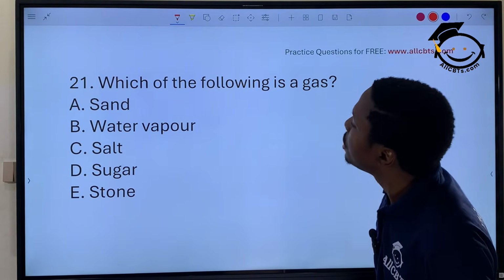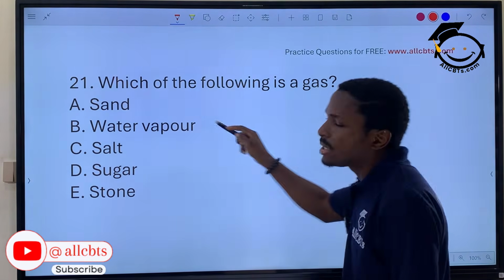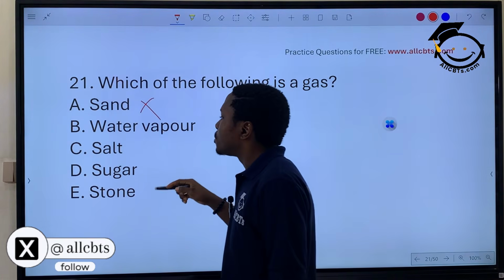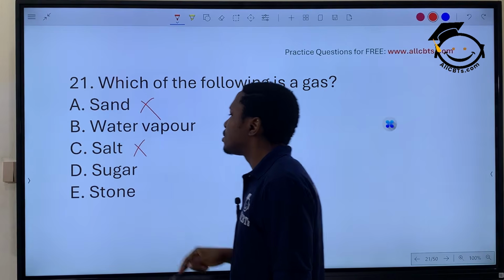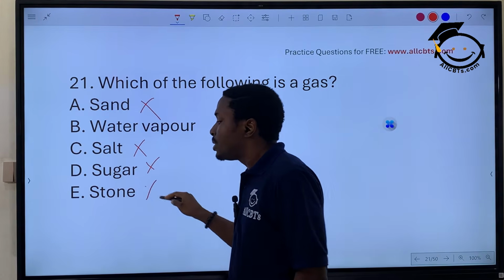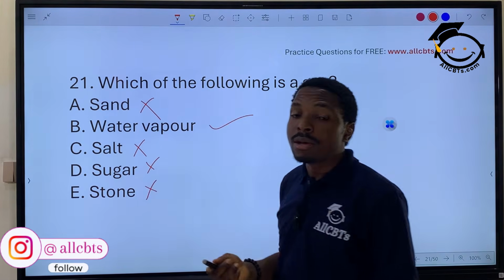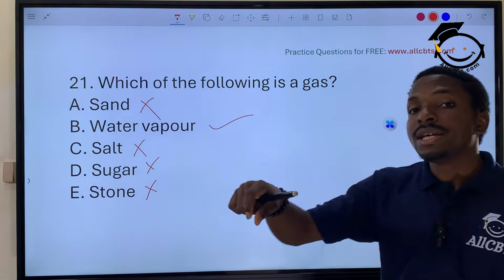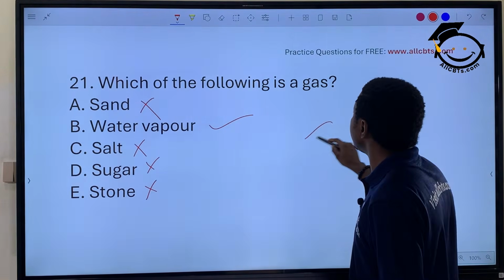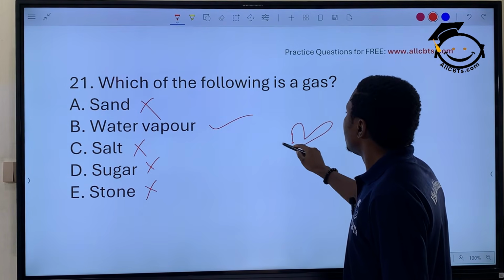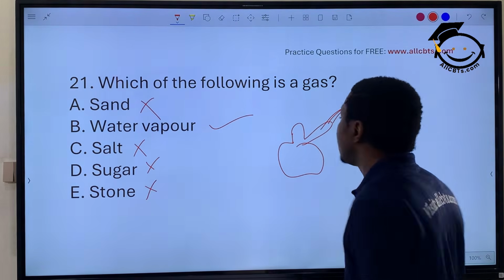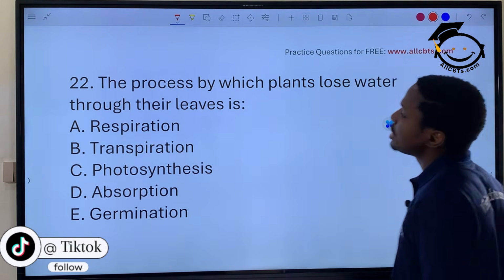Okay, 21. Which of the following is a gas? You have sand. Is sand a gas? No. Sand is solid. Water vapor. Salt is not a gas. Sugar, not a gas. Stone, not a gas. Water vapor is a gas. What's an example of water vapor? When you are heating water in the kettle, or your mom is heating water in the kitchen, you see that vapor that is coming out. Let's say this is the mouth of the kettle. This is the kettle. You see that vapor that is coming out. That's gas, water gas.